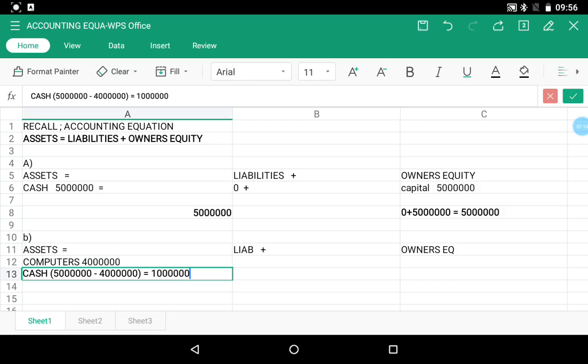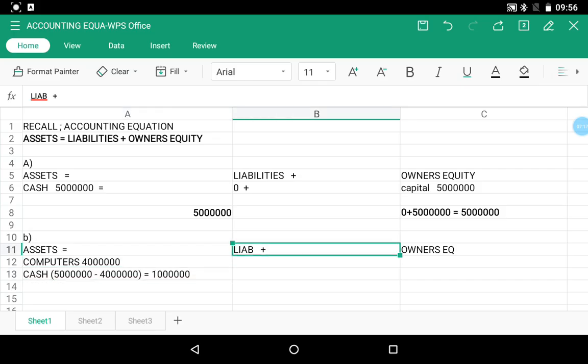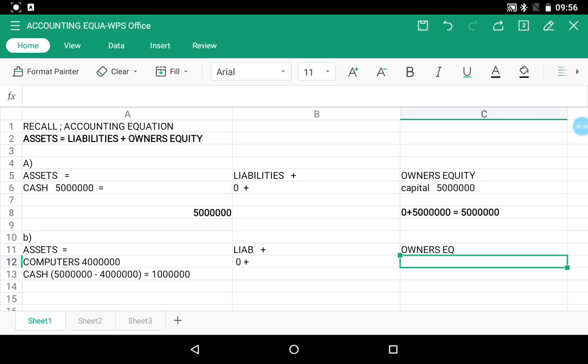Then when we go to liabilities, we don't have any liability, so we shall add owners equity. Yes, we still have capital of 5 million.